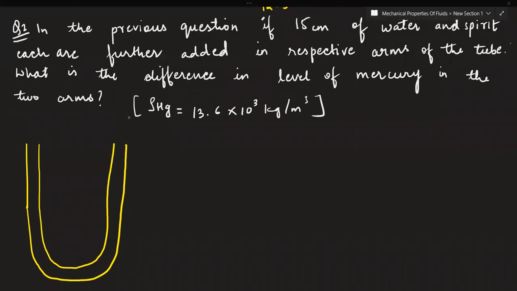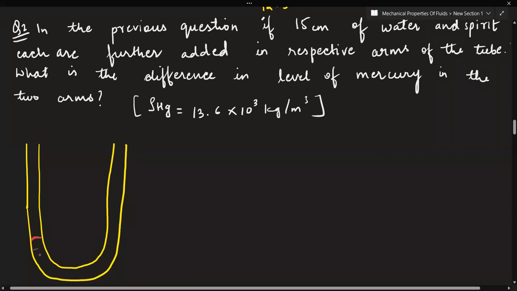See, now it is saying that 15 centimeter of water and 15 centimeter of spirit are added in their respective arms. Means 15 centimeter of water has been added in the water arm and 15 centimeter of spirit has been added in the spirit arm. Now, if water has been added, then if this was the level of mercury, it would get pushed up a little, let's say over here. So this is the mercury portion.